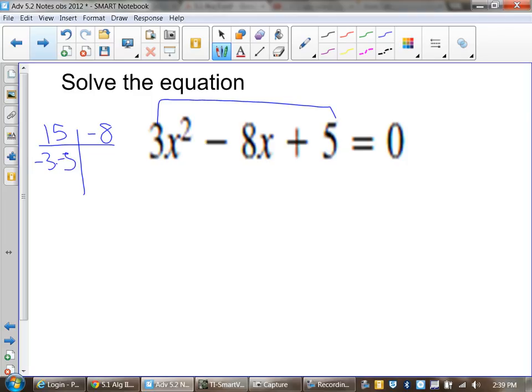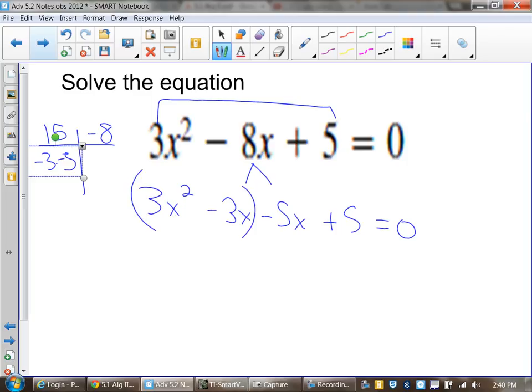So here's what I'm doing. I'm splitting my middle term. I'm going to do factor by grouping. I rewrite this as 3x squared minus 3x minus 5x plus 5 is 0. What's negative 3 minus 5? It's negative 8. All I'm doing is breaking apart that middle term. This is different than what you guys have probably ever seen.